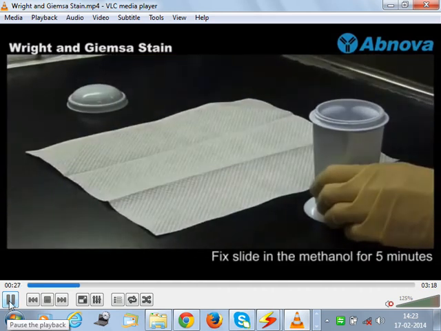Now what is the next thing they are doing here in this slide is they are putting it inside methanol. Methanol is what? Methyl alcohol. They are putting the slide directly into methyl alcohol, but in our experiment we will not put it in methyl alcohol. But what is the idea of putting the slide in methanol? What is written there? It says fix. Can you see that? It says fix. Fix means what? Fix means to attach. Attach what with what?